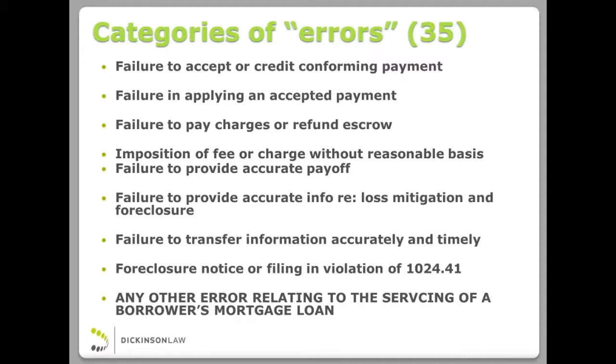Obviously, it's any failure related to servicing of the loan. The last bullet is really the important one. It's anything relating to failing to accept a payment, failing to pay a charge, imposing a fee or charge where you shouldn't have, inaccurate payoff statement requests, any errors regarding foreclosure or the notice of foreclosure. What it's not going to include is any error that's outside of the realm of servicing. So a certain error related to underwriting of the loan or anything that occurred prior to consummation is not going to trigger this regulation, because that's not a servicing error.